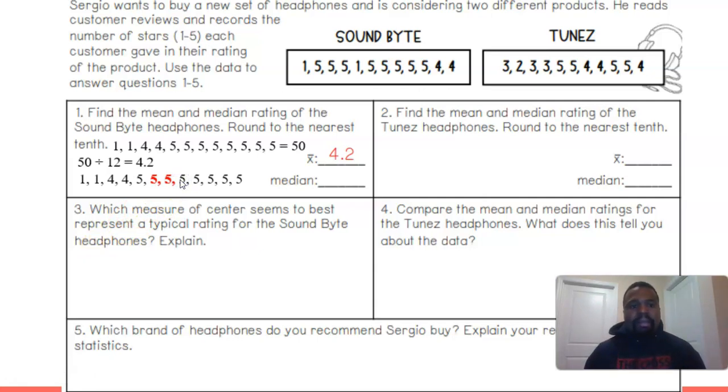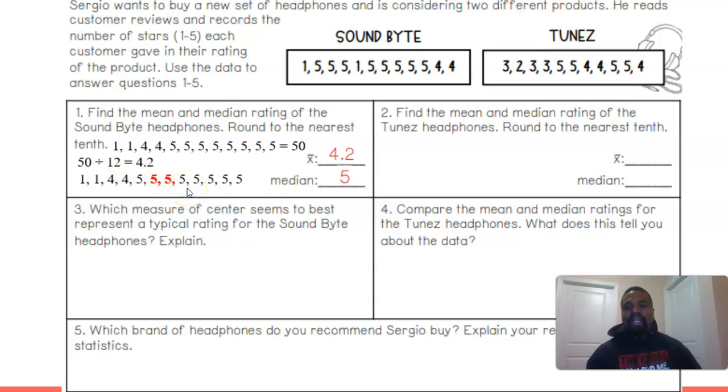My middle two numbers are these two fives highlighted in red. I just add the middle two numbers together and divide by 2, and that gives you your median for the data set when you have an even set of numbers. If I add these two numbers together and divide by 2, I get 5. Therefore, the median of this data set is 5.